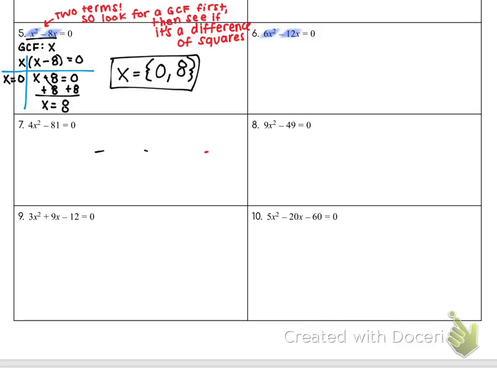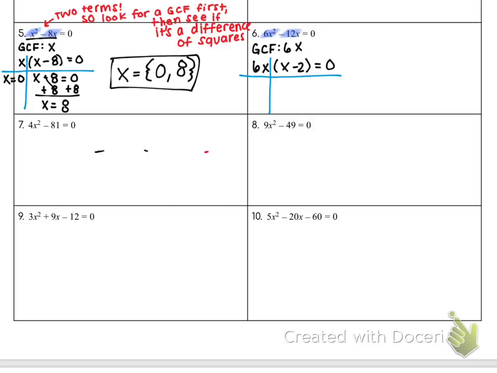Number 6. First thing we do is look for a GCF because there's only 2 terms. So your GCF is 6 here, and we're going to have an x as well. So we're going to take out a 6x. The reason we had only x here and not 6x is that the a is 1 and the b is -8. We can't take out a GCF of anything except for x because they both have x's in common. But here we can take out a 6 and they also both have x's in common, so it's a 6x. And we're just left with x minus 2.